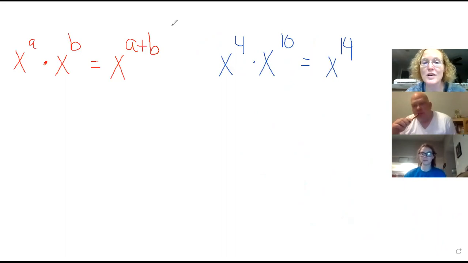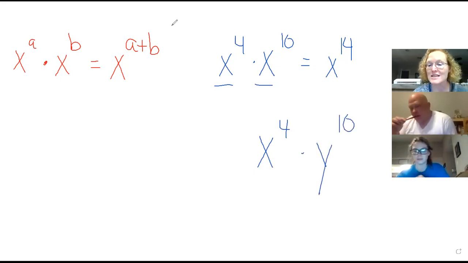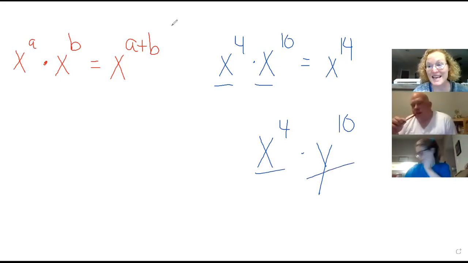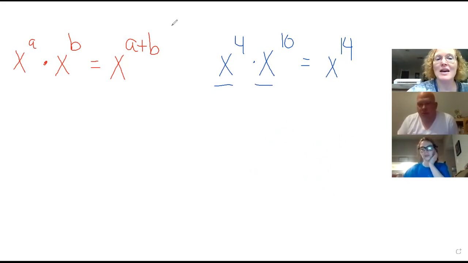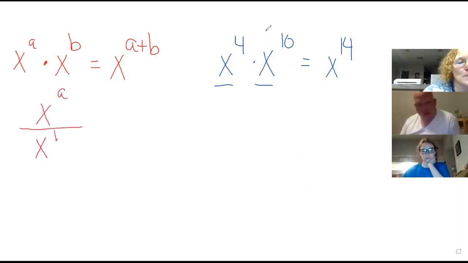Now, one thing I do want to stress is these have to be the same. So in other words, if I had something like x to the 4th times y to the 10th, there is not a darn thing you can do with that, because this and this are different. You can't touch that. But if they're the same, then you can combine them into this one thing just by adding your exponents. All right, next rule, x to the a divided by x to the b is going to be x to the a minus b power.